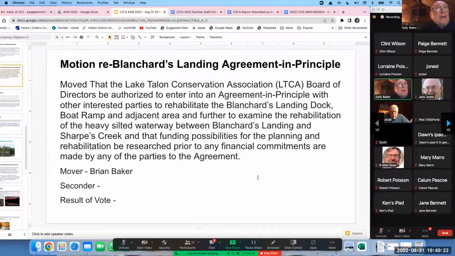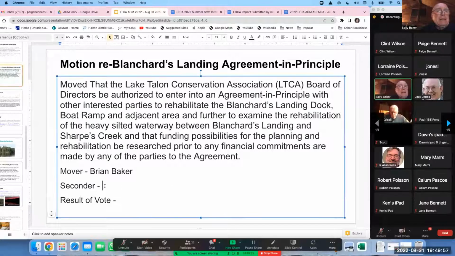That is much more involved environmentally, and that would probably require a consultant with specialty in that field. So we're proposing to enter into an agreement in principle to see where this will lead. This is before any financial commitments are made by any of the parties. So it's basically just showing strength and community support. I'm placing that motion before us, looking for a seconder. And I think this would be a good time for discussion if anybody wishes to. Let's get the motion seconded if we can.